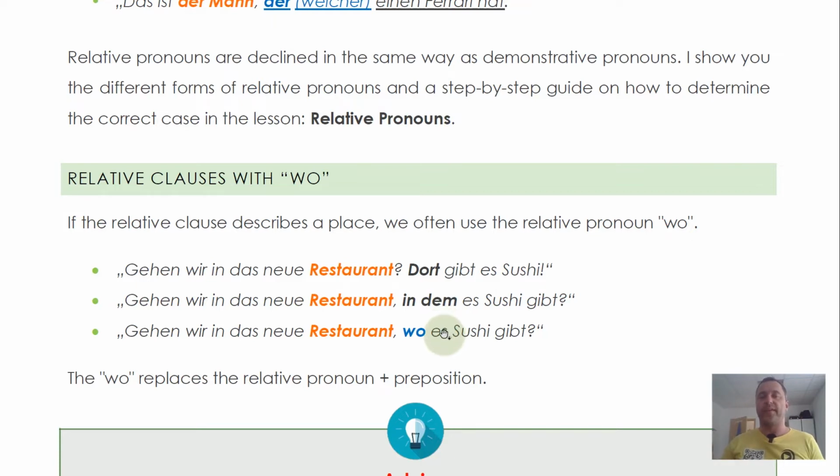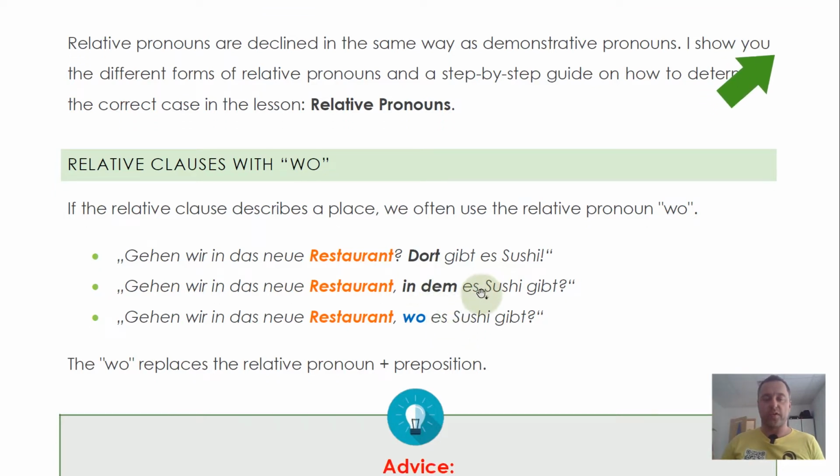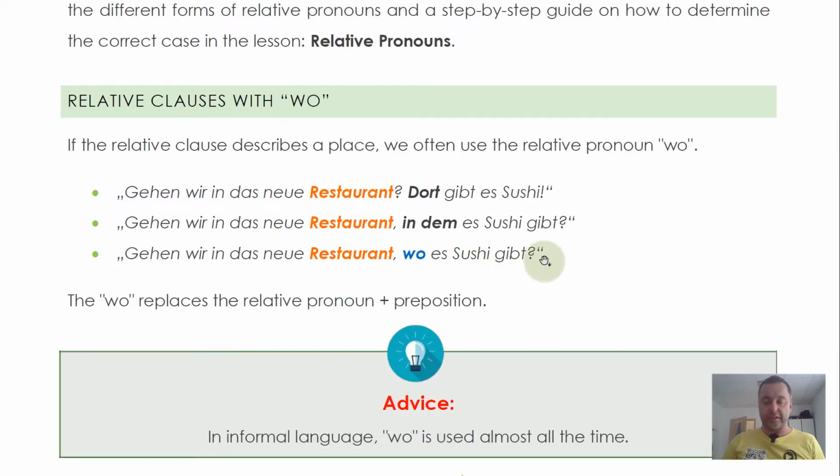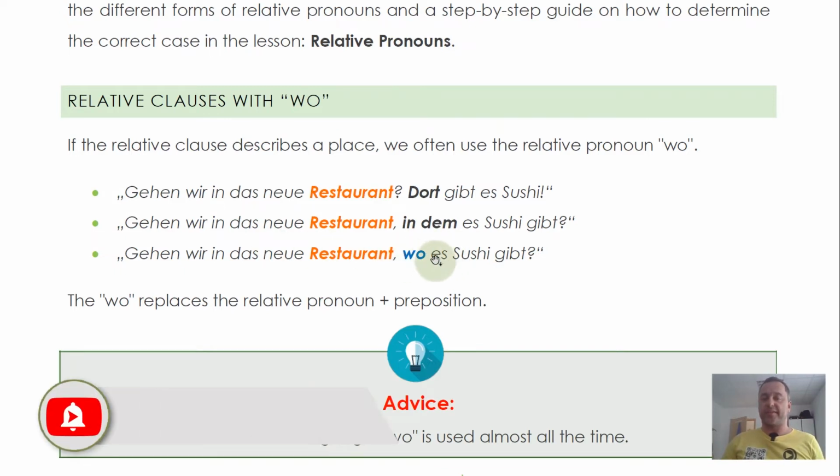More about that in the video about relative pronouns. I will link it here for you again in the info cards. And if you use wo, you actually don't need this preposition here because it refers to the entire thing. It's already clear that we're talking about the location. And to be fair, in at least the informal language, this is the by far preferred version.